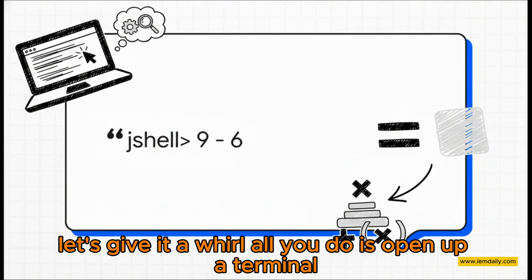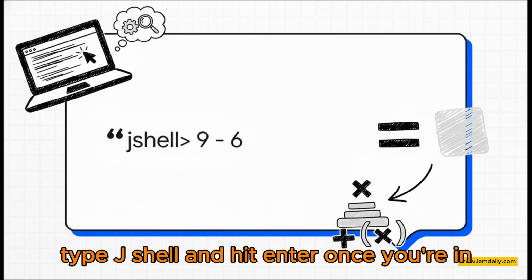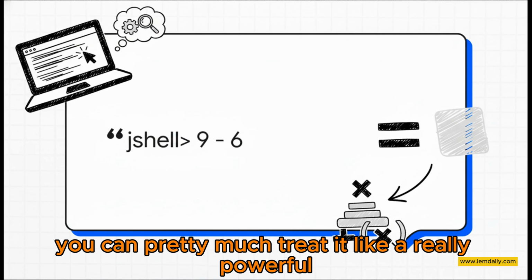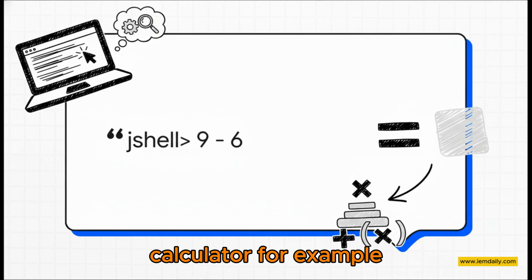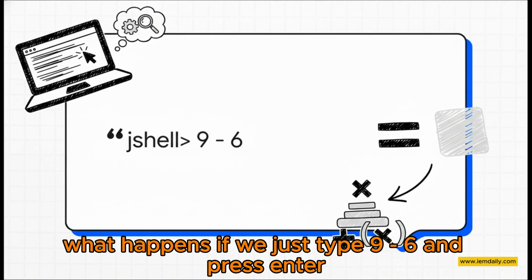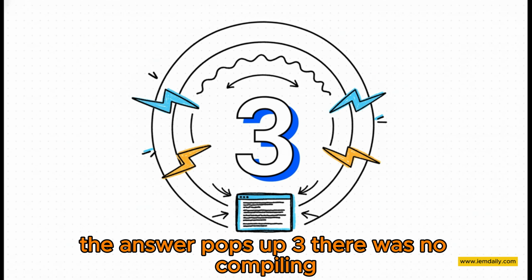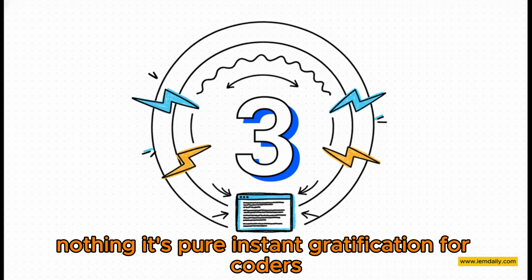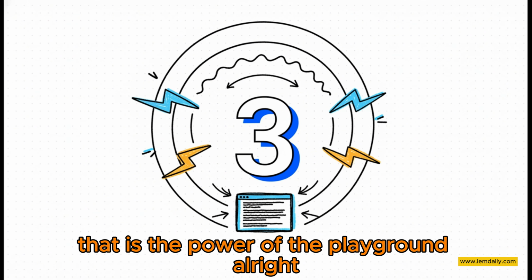Okay, let's give it a whirl. All you do is open up a terminal, type JShell, and hit enter. Once you're in, you can pretty much treat it like a really powerful calculator. For example, what happens if we just type 9 minus 6 and press enter? And bam, just like that, the answer pops up, 3. There was no compiling, no waiting, nothing. It's pure instant gratification for coders. That is the power of the playground.